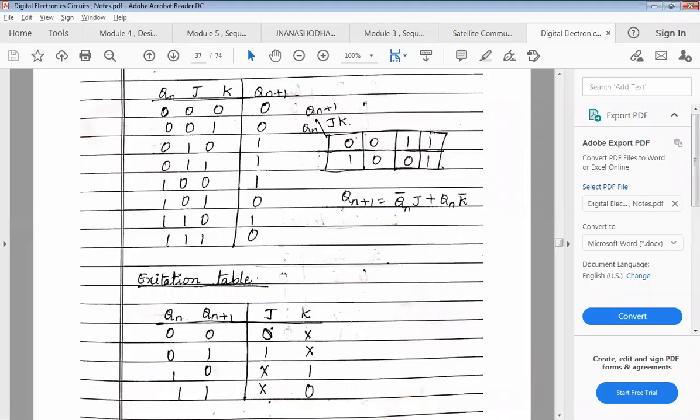I have two combinations of 0 1 here. J is going to be 1 and K is going to be don't care. J is 1, K is don't care. Similarly, I will be looking for 1 0. I have two combinations, right? Here also I have 1 0, two combinations. So here my K is going to be 1 and my J is going to be don't care, because it is 0 and 1. So this one is also done.